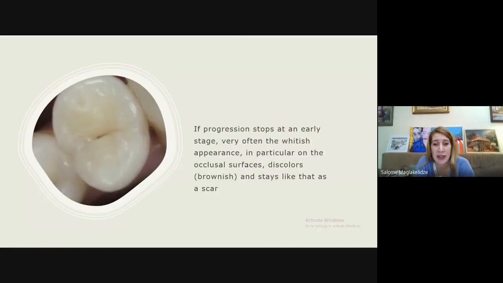We mentioned this kind of situation about brown spots and scars in the last lecture, if you remember. Here you can see that if the progression stops at the early stage, the white tissue appearance starts to become more discolored, and we will have this brownish, scar-like tissue on the tooth.